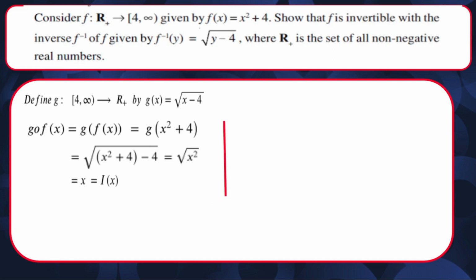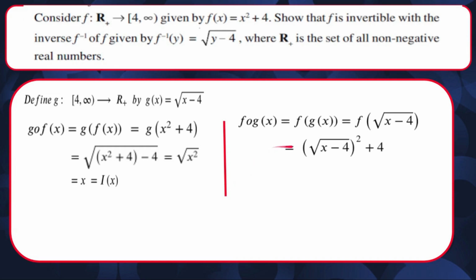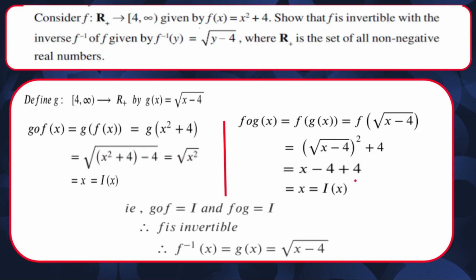Similarly, what is f composition g of x? It is f of g of x. It is f of root x minus 4. And f of x is x square plus 4. That's root x minus 4 whole square plus 4. Okay. Now simplify. It is x minus 4 plus 4. That is x. That is identity function. So g composition f and f composition g are identity functions. So f is invertible.